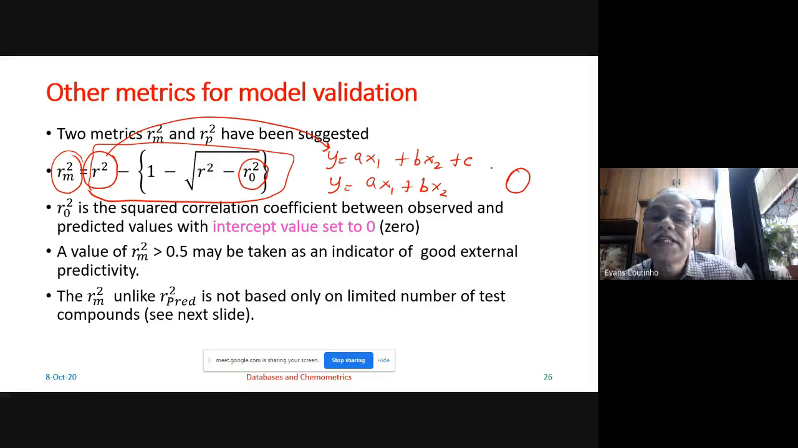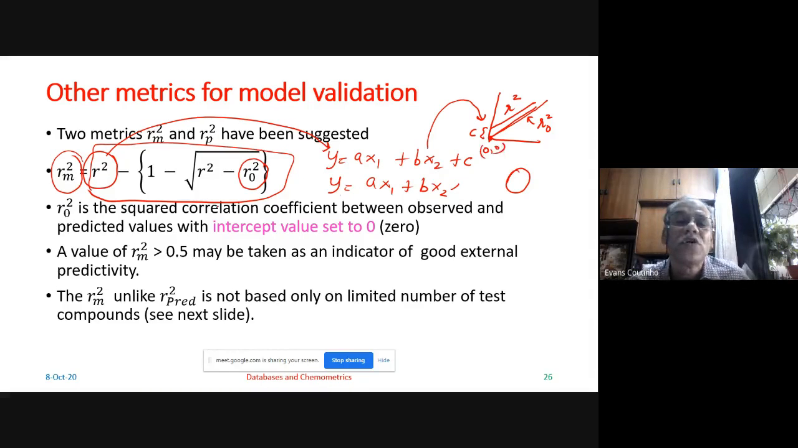That is basically, in the first case, the line has an intercept. This line has an intercept. This is the C value. This other line is basically going through the origin. So this line has R square, and this line will basically have R square naught, where we have forced the regression line to go through the origin 0, 0. You can easily calculate the R square and the R naught square. The software will calculate it for you.